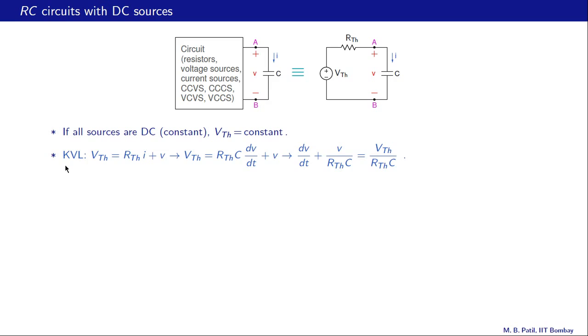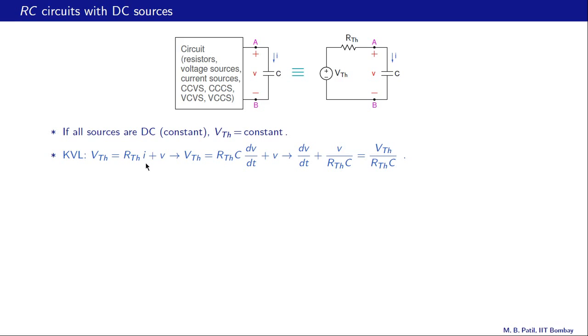Let us begin by writing the KVL equation for this loop. That says that this VTH must be equal to this voltage drop RTH times I plus V, like that. Now this current I that is flowing through this resistor is also the capacitor current, and therefore I is equal to C dV/dt.